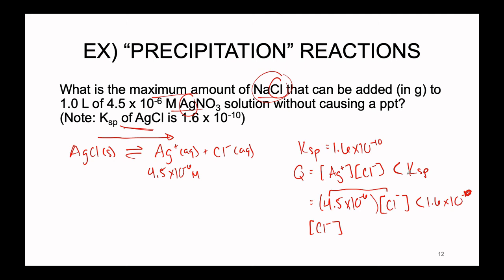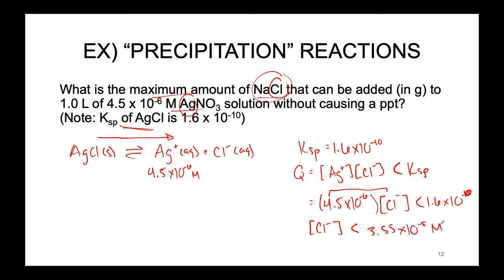while still allowing this product, this multiple, to be less than our Ksp value. Well, in order to find this, all we need to do is divide the 4.5 times 10 to the negative 6 over to the right-hand side. So we know that our concentration of Cl minus must remain less than 3.55 times 10 to the negative 5 molar.